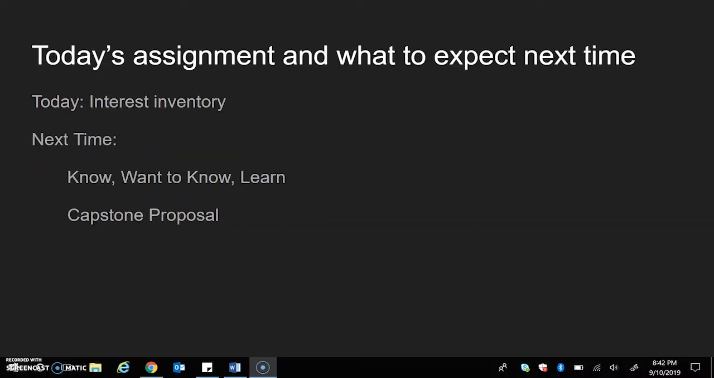For today's assignment, students are going to complete an interest inventory that can be found on the Schoology course in their homerooms. Next time, students are going to complete a worksheet related to what they know about a topic, what they want to learn, and what they have learned. This will be used to gauge progress through the capstone process. Students will also work on a capstone proposal. The video next time will be a lot shorter.